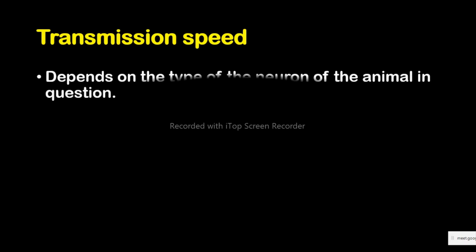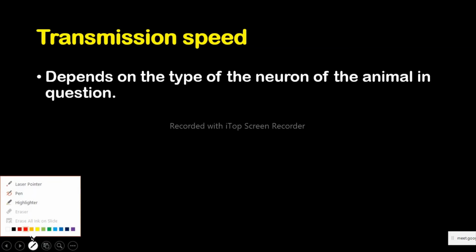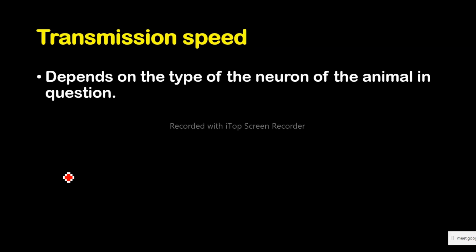So now the transmission speed. It is the speed at which a nerve impulse is conducted along an axon. It is determined by two factors, and you should be in a position to explain how these two factors affect the transmission speed. Now it depends on the type of neuron of an animal in question.